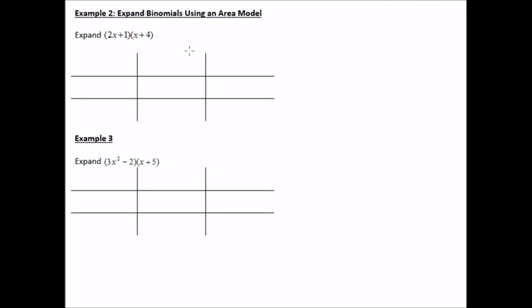Now, when we're expanding binomials, we can use an area model. For this question, we're expanding 2x plus 1 multiplied by x plus 4. We write 2x and then plus 1 across the top, and x plus 4 down the side. And we want to multiply each of these together. So we have x times 2x, which is 2x squared, x times 1, which is just x, 4 times 2x, which is 8x, and 4 times 1, which is 4.